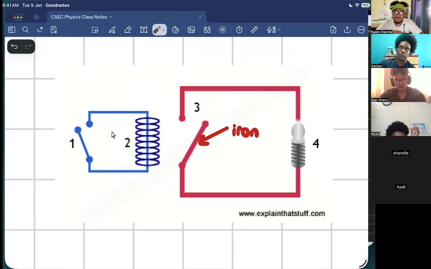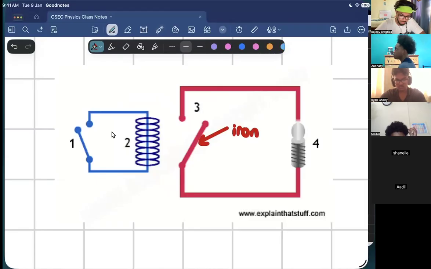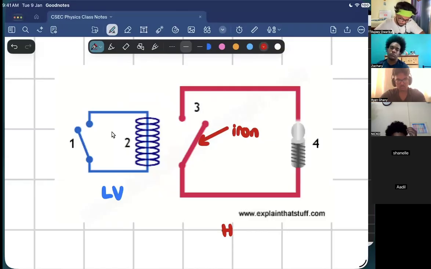Alright. So basically, the circuit has a switch, but the switch had too much voltage within it. Let me call this a low voltage circuit, and call this a high voltage circuit. So we have two circuits: low voltage and high voltage. We can do the low voltage circuit.